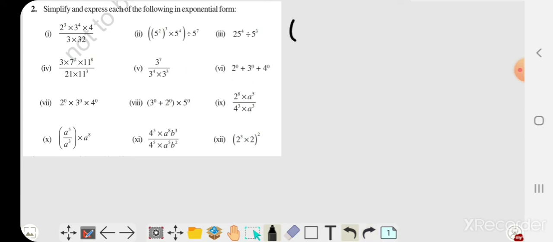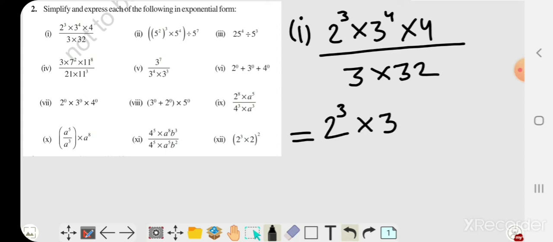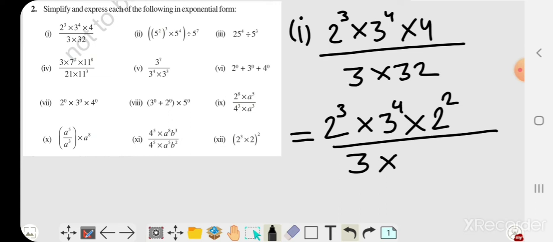Let's start with the first. 2 cube into 3 to the power 4 into 4 upon 3 into 32. Now let's write each and every number in the form of a power of its prime factors. 2 is a prime number, so 2 cube will remain as it is. Now 3 raised to power 4 will also remain as it is. Why? Because 3 is also a prime factor. Now 4. 4 can be written as 2 square. Then 3 into 32.